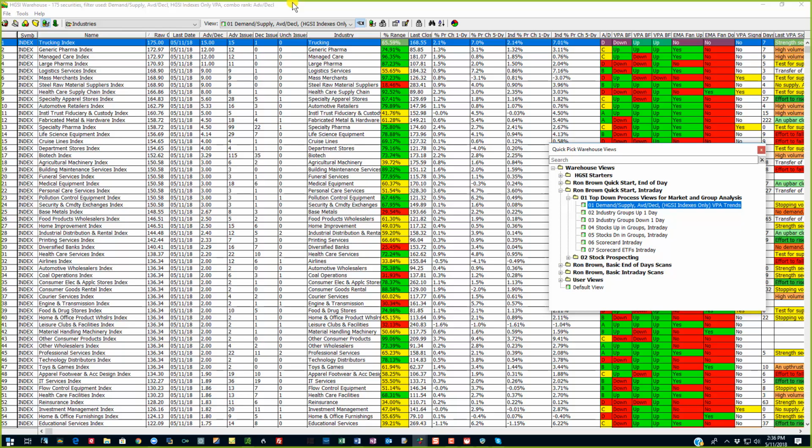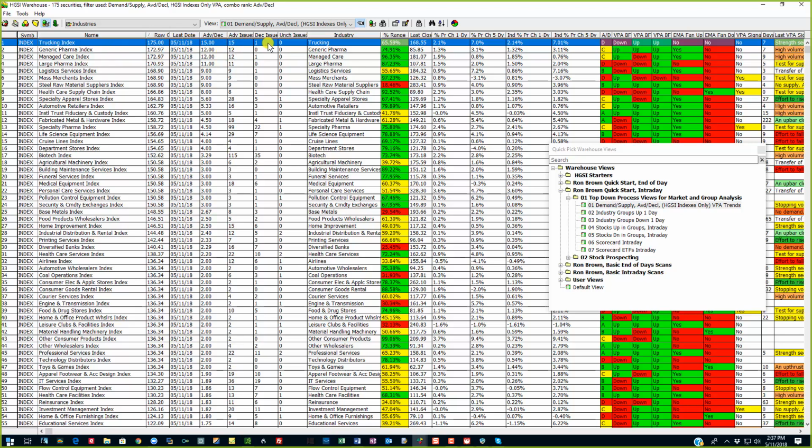Now, if you're an HGSI user, you've heard me say this dozens, if not hundreds of times, what a raw combo is. It is a combination of fields in HGSI, and you can drive anything to the top of a view. And what this one does, the combo rank, if you look right up here, it's advancers divided by decliners. And the trucking index has been at the top of the list since the market opened this morning. So it is the strongest index.